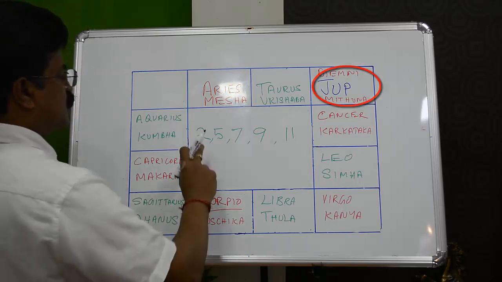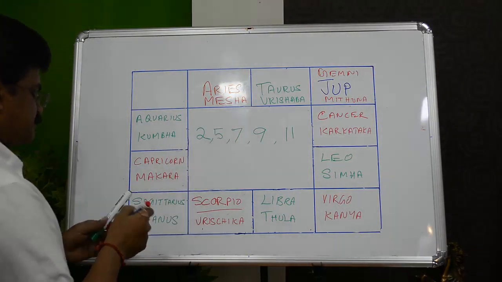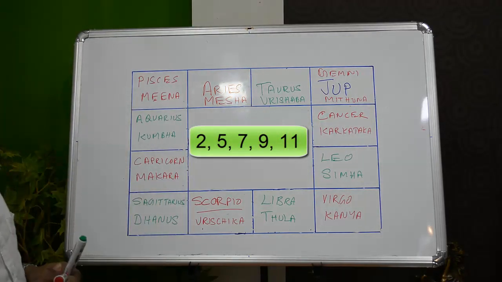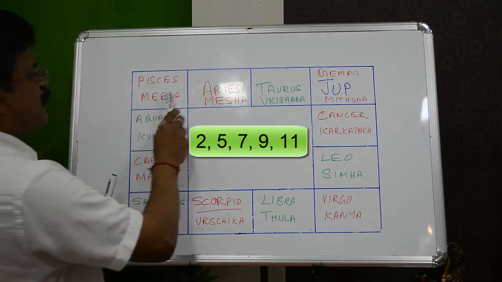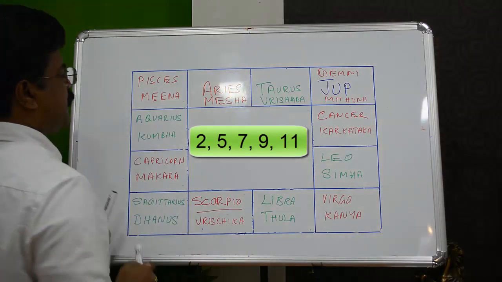So the good houses are 2, 5, 7, 9 and 11. It is as simple as that. And this is the last one. This is Meena Rashi or Pisces moon sign. You count from here 1, 2, 3, 4 and it is not one of the good houses, and therefore it is negative.